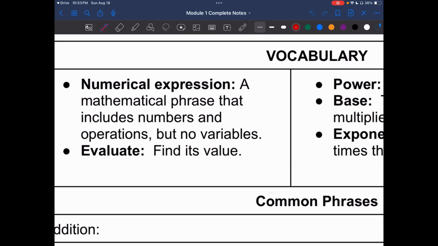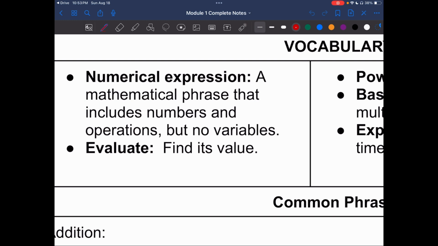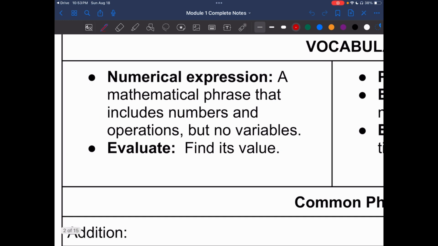What is a numerical expression? It is a mathematical phrase that includes numbers and operations, but no variables. So, for example, it could be 3 plus 5, or 7 times 8. Those are examples of numerical expressions.